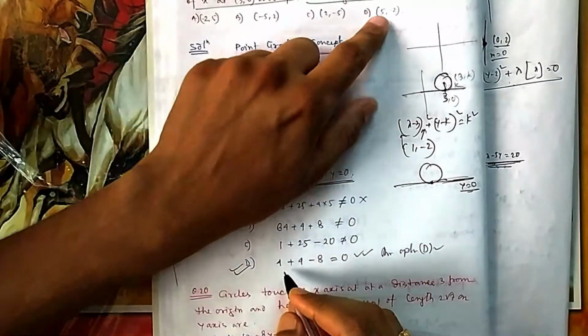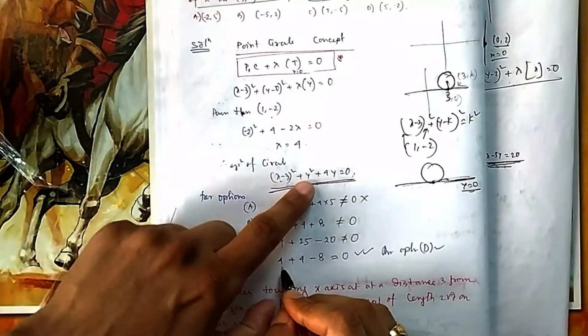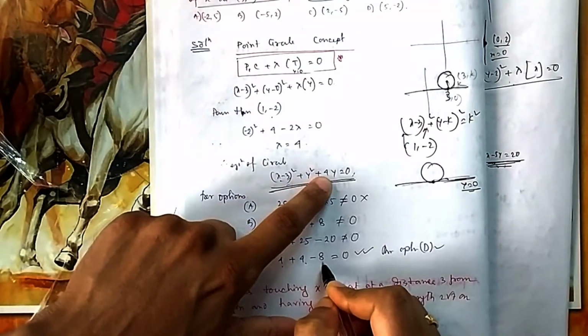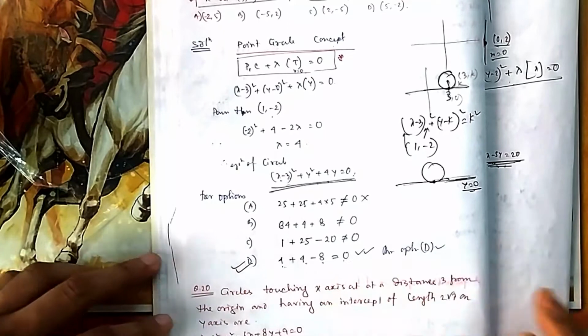Because if you put D, it is (5, -2). So 5 minus 2, 2 square is 4, 4. Then 4 into 2 is 8. So 8 minus 8 is 0. So option D is satisfying.